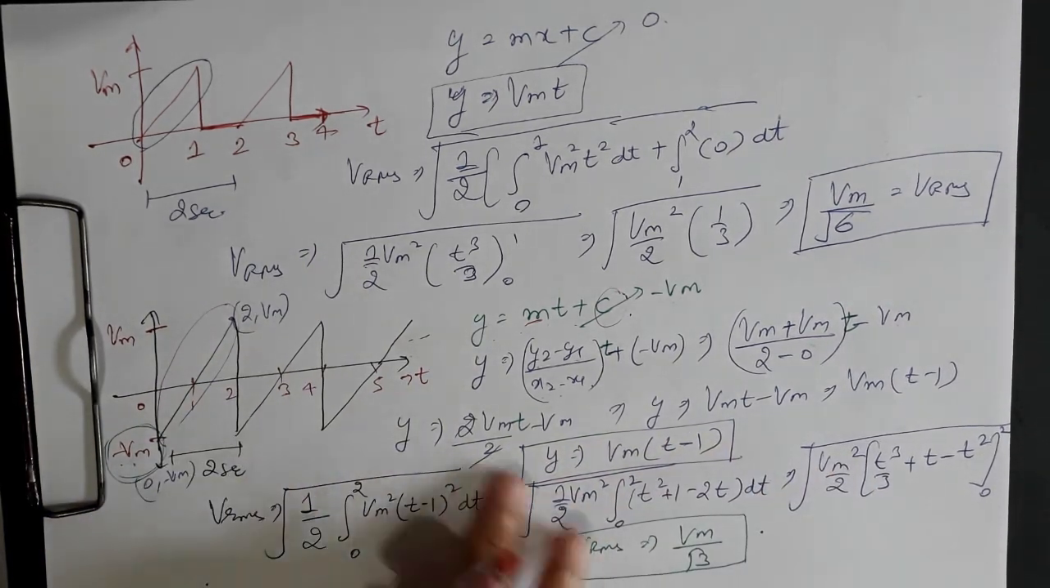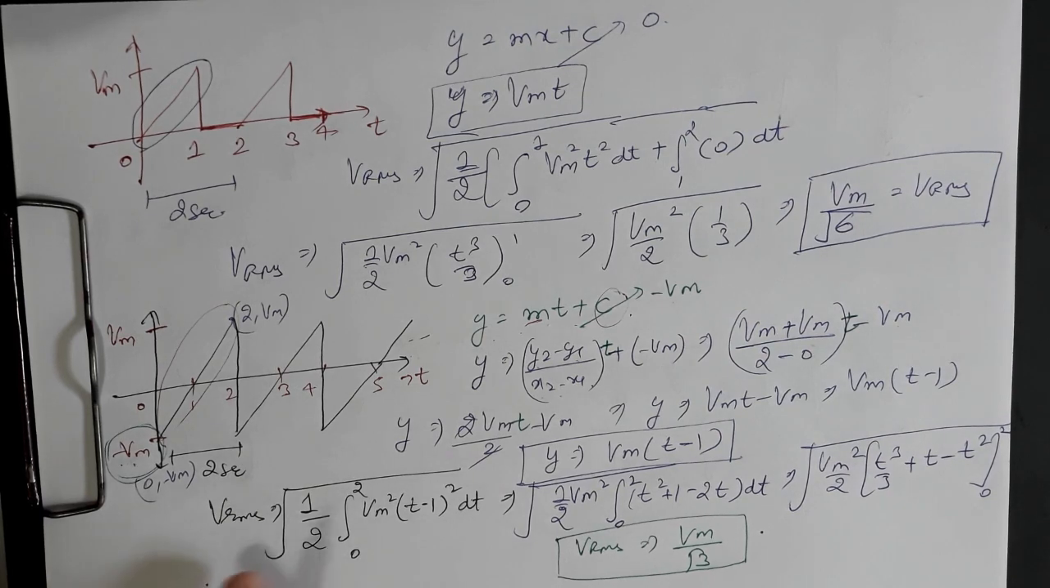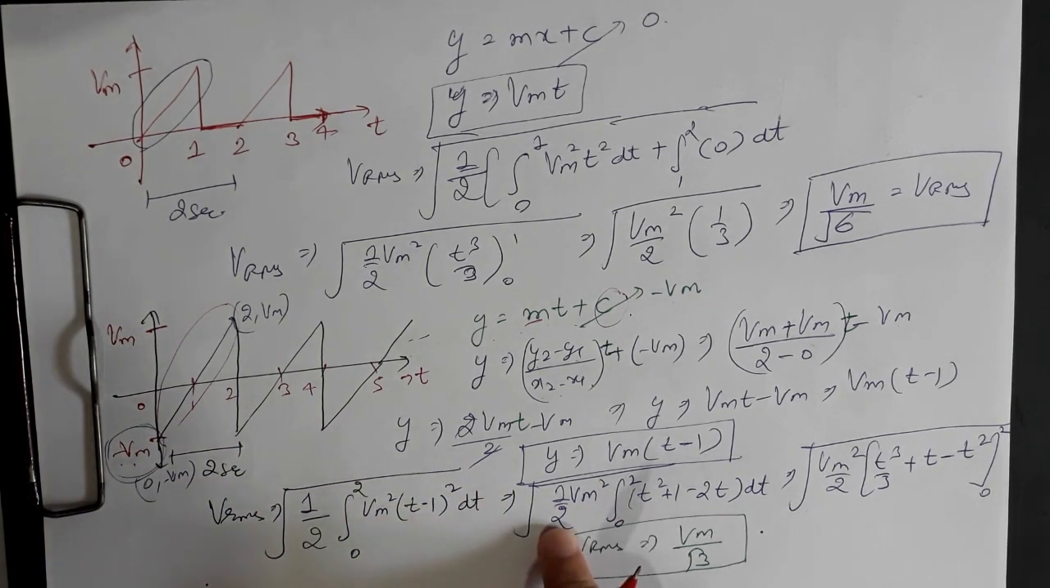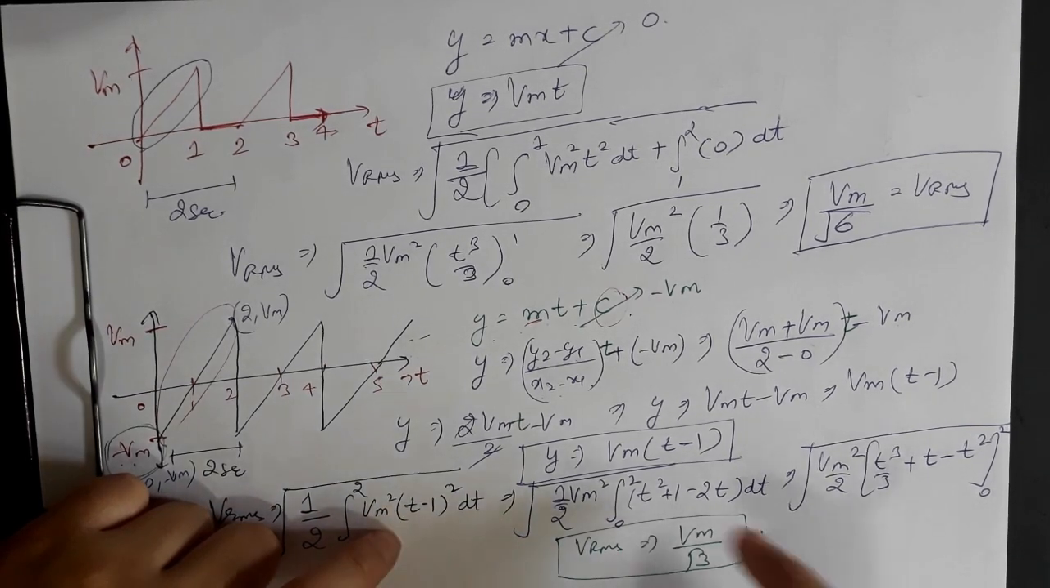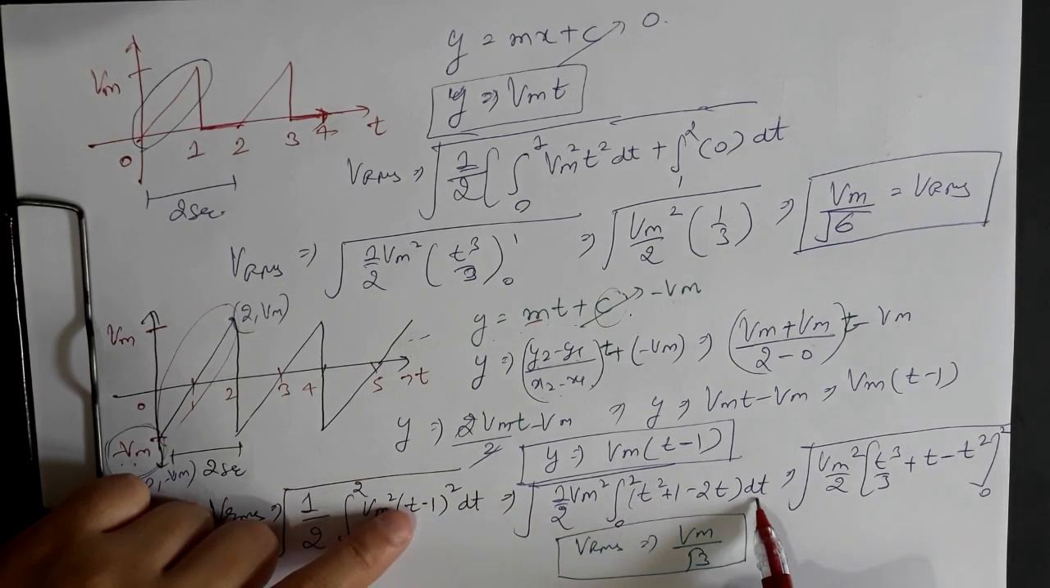Now simple, we have to apply the formula of VRMS. 1 upon here time period is 2 seconds, so 1 upon 2 squaring it Vm square t minus 1 whole square into dt from 0 to 2. Vm square is constant, taking it outside, Vm square upon 2. Now solve this bracket, a square a minus b whole square, a square plus b square minus 2ab, t square plus 1 minus 2t dt.